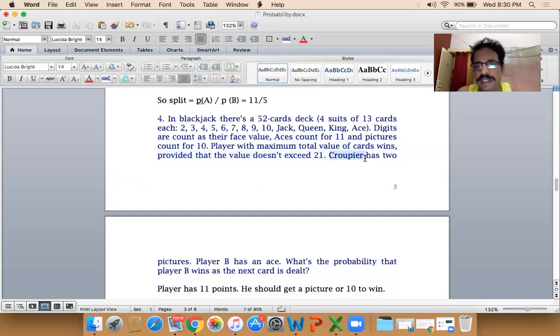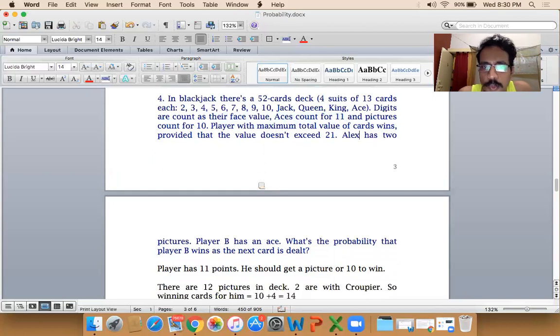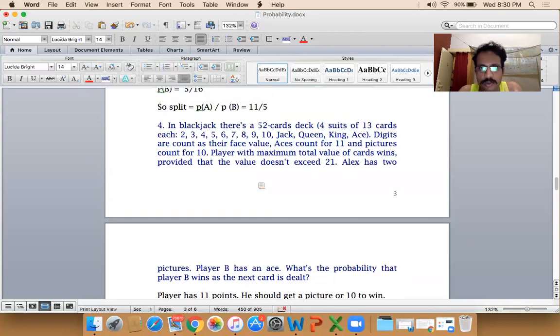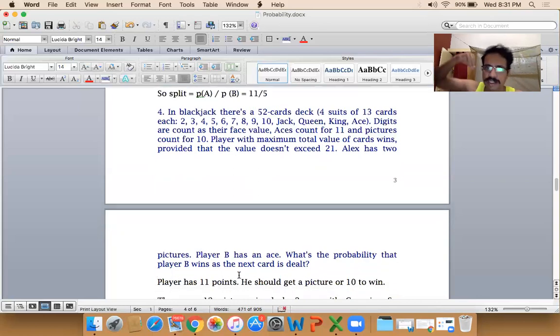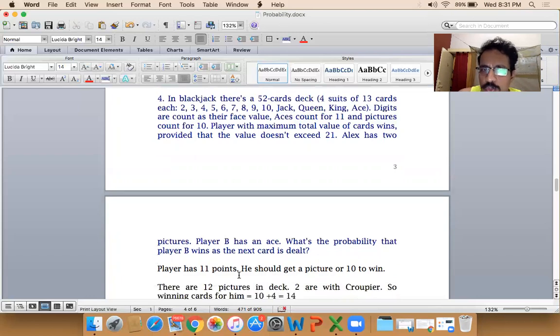One player, let us name him Alex, has two picture cards. So he has already got two pictures, meaning 20 points with him. And player B has just one card, and that is an ace. That means his value is 11 now. There is a next card to be drawn, and player B is going to get it. What is the probability that player B is going to win?